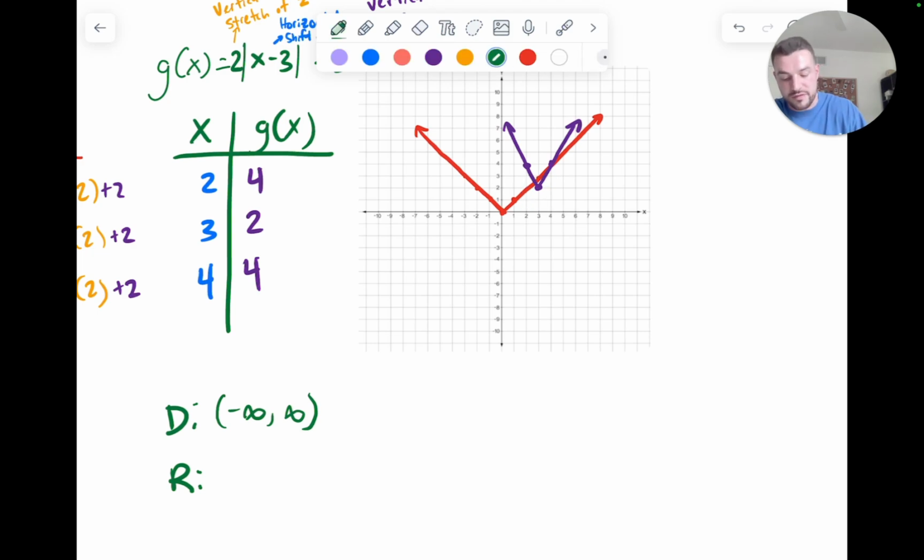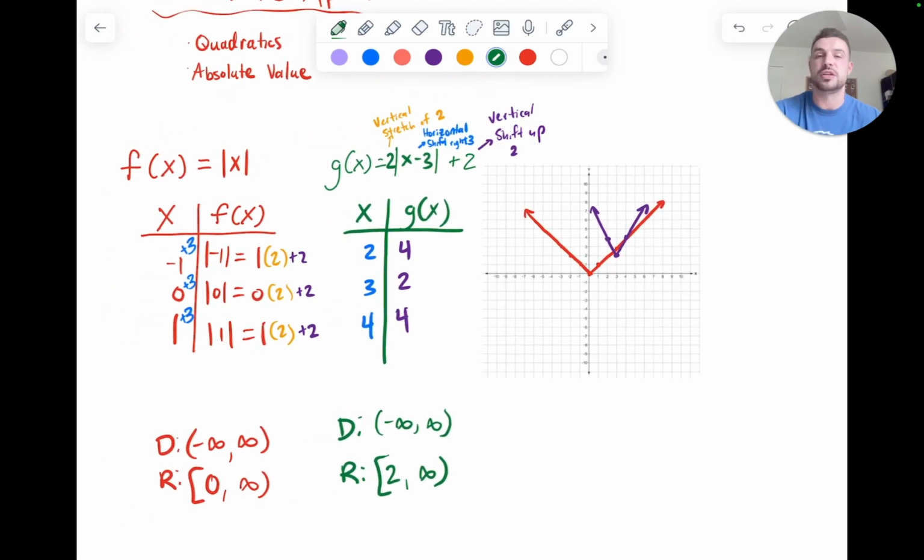Now my range is my y values, so the lowest point is this one right there. That has a y value of 2, and again a bracket because that is an actual point. And then arrows pointing up, which means our function is going to continue to rise, continue to go up all the way towards +infinity.